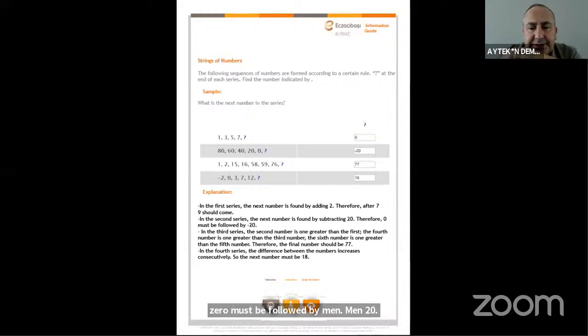In the third series, the second number is 1 greater than the first. The fourth number is 1 greater than the third number. The sixth number is 1 greater than the fifth number. Therefore, the final number should be 77. 1, 2, 15, 16, 58, 59, 76, 77. In the first series, the difference between the numbers increases constantly, so the next number must be 18. We can open the next page.